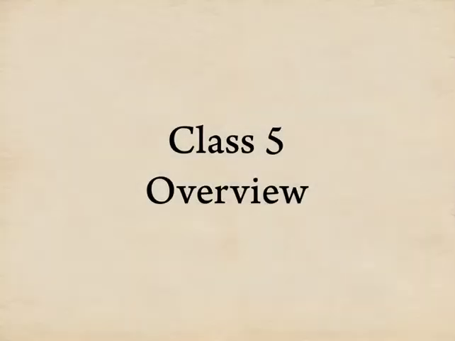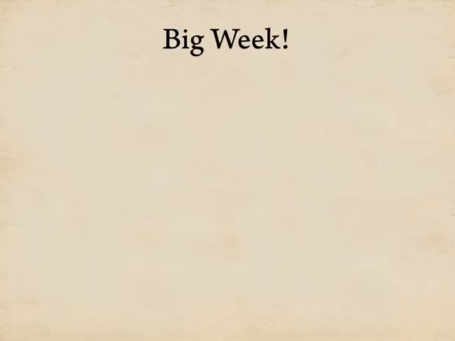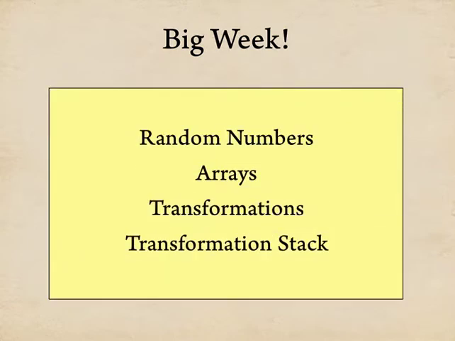Welcome to week 5 of the processing course. This is going to be a big week for us. There are 4 main topics that we're going to address: random numbers, arrays, transformations, and the transformation stack. Let's look at these one by one.